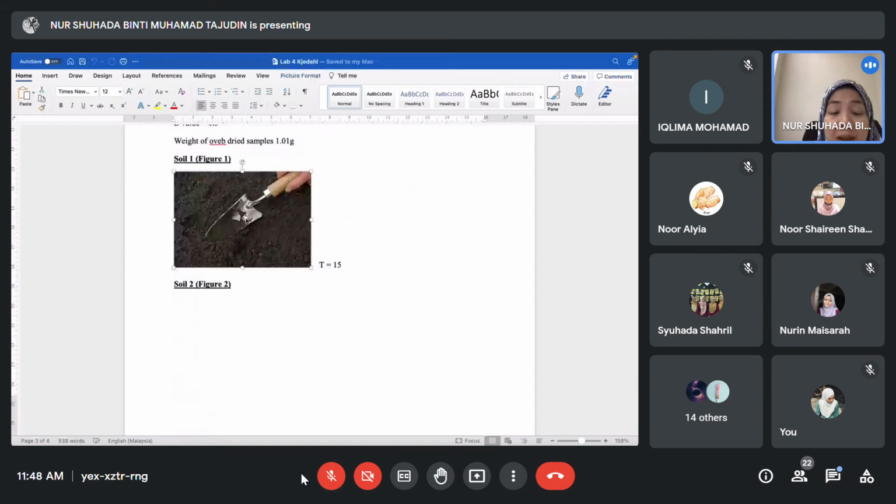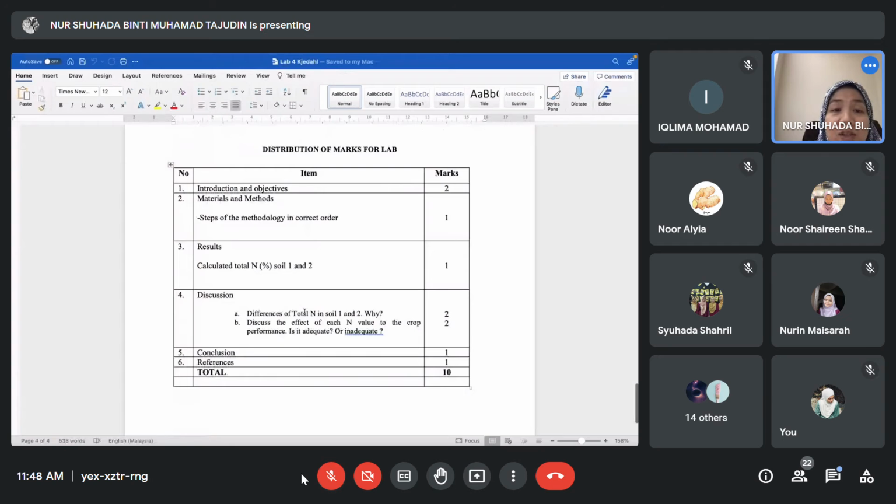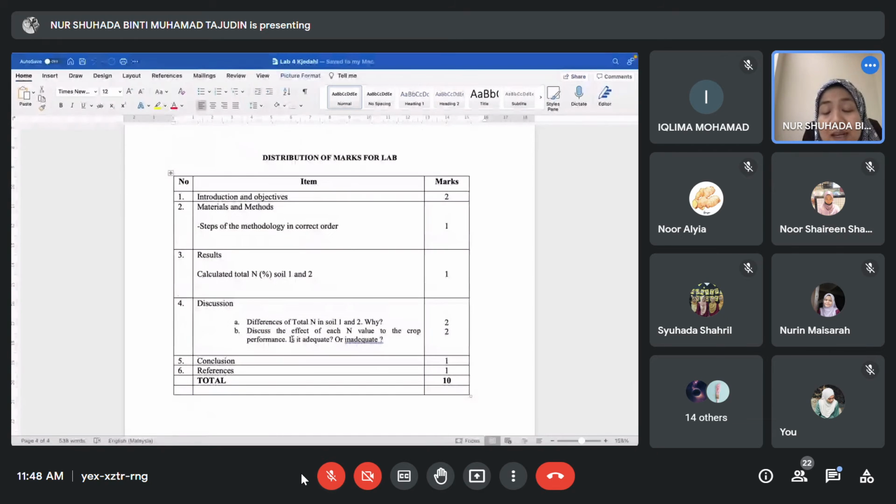You have to compare why the total N in soil 1 is different from the total N in soil 2. Okay, so then when why it is different, then you have to discuss if that amount of nitrogen is sufficient for your crops to grow or inadequate? Okay, so you have to refer lah.